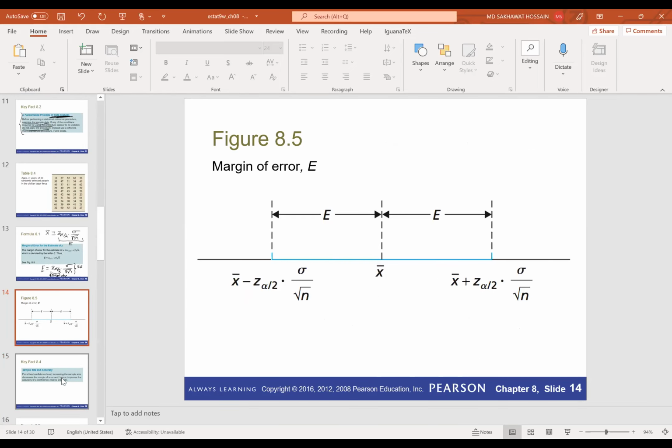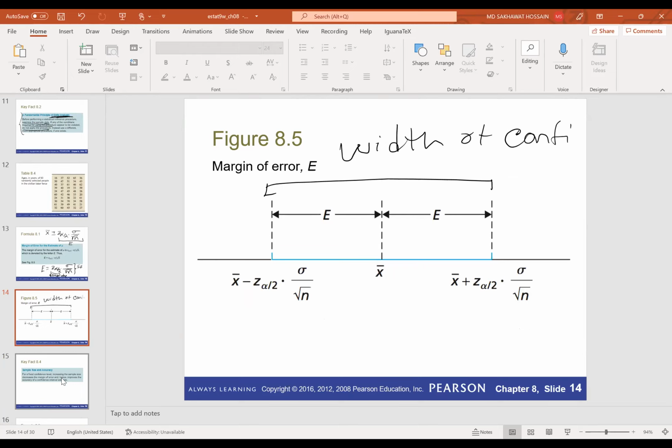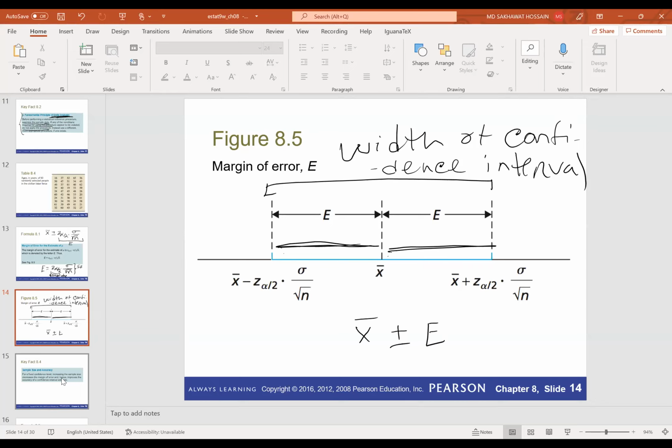And this is called the width of the confidence interval. The difference between the upper limit and the lower limit of the confidence interval is called the width of the confidence interval. And this part is the margin of error. And this part is also the margin of error. So the confidence interval is actually x bar plus minus margin of error.